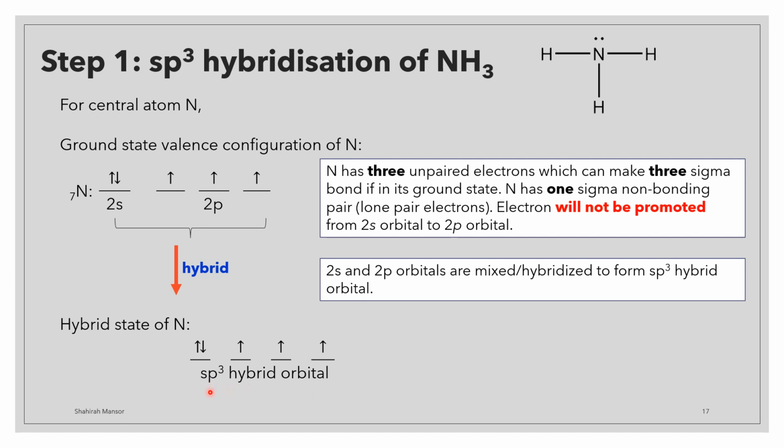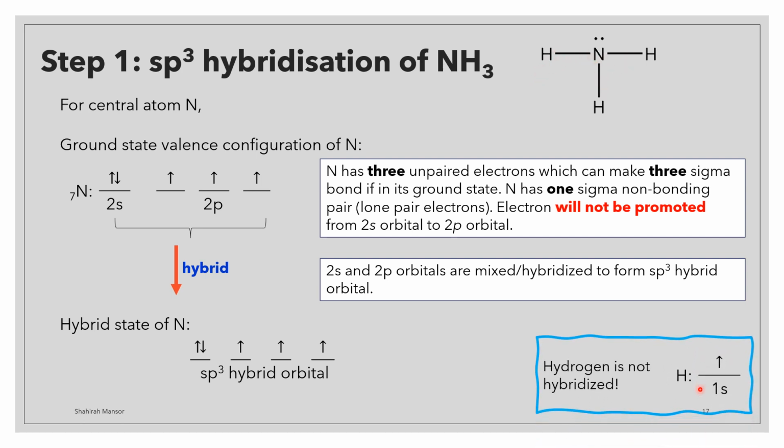Okay, dalam sp3 hybrid orbital ni ada satu orbital yang mempunyai elektron yang berpasangan dan 3 lagi adalah single electron. So yang berpasangan ini kita akan gunakan untuk prove the existence of lone pair in this Lewis structure, and the other 3 adalah untuk overlapping dengan hydrogen to form single covalent bonding. And again, hydrogen atom is not hybridized, so kita akan gunakan pure atomic orbitals of hydrogen, iaitu 1s orbital.